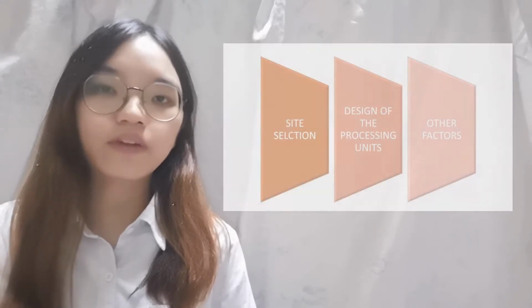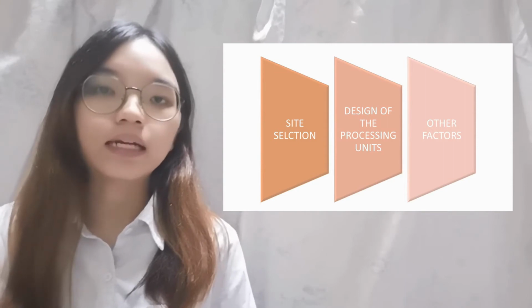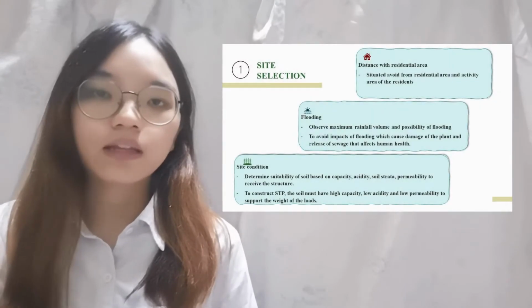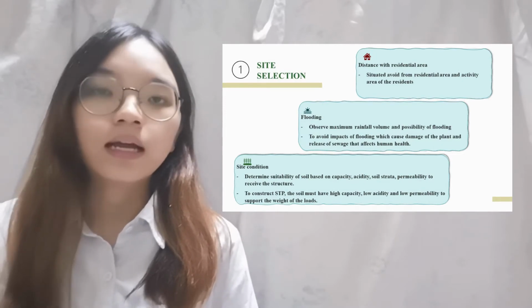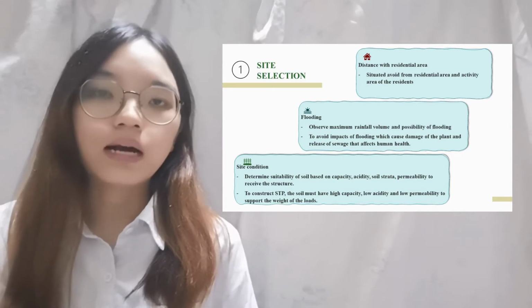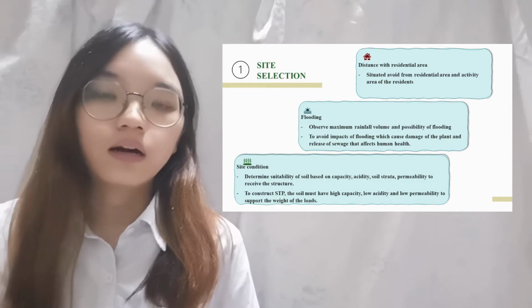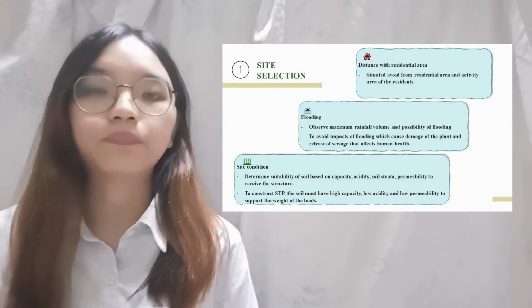Next is the design considerations of the sewage treatment plants. The design considerations are divided into 3 main factors, which are site selection, design of the processing units, and other important factors. The first factor under site selection is distance from residential areas. The site should be located away from residential areas, allowing a buffer zone to avoid the dispersion of odor that will eventually disturb the daily life of the residents.